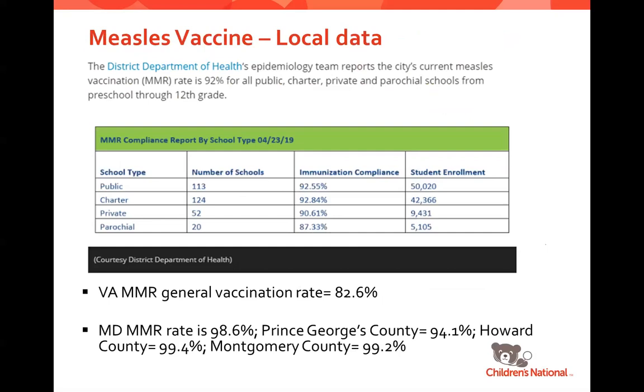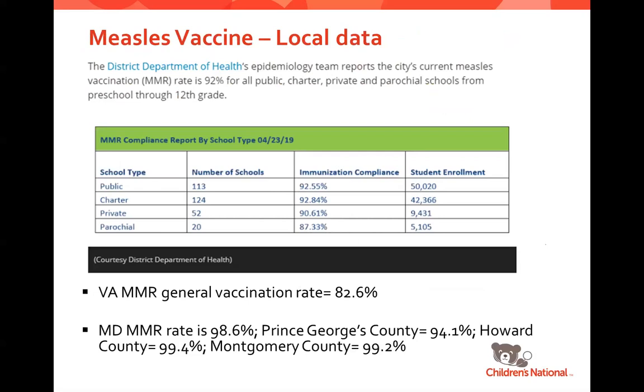Okay, so just some local data on measles vaccine here. Remember that to disrupt broad transmission of measles in a local area, herd immunity really needs to be maintained above 90 to 95%, really 93 to 95% for us to prevent the spread of measles. So I wanted to show some local data. The first is a graphic from the DC Department of Health, who reports right now that the MMR vaccine rate for kids from preschool through 12th grade is 92%, so not that bad, pretty good.